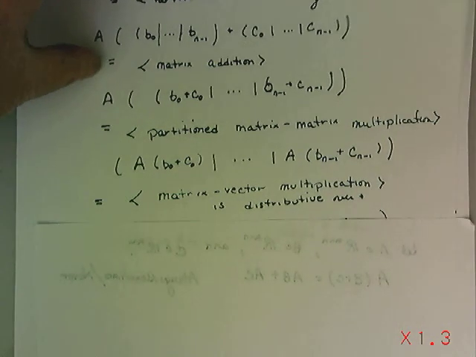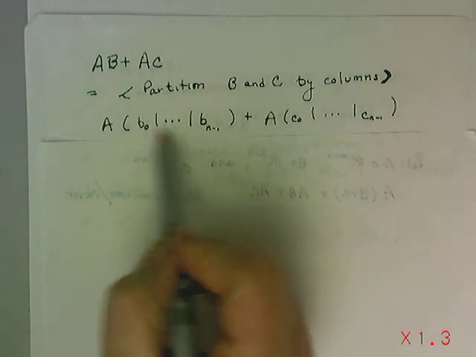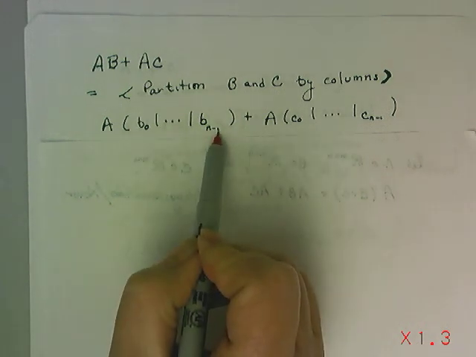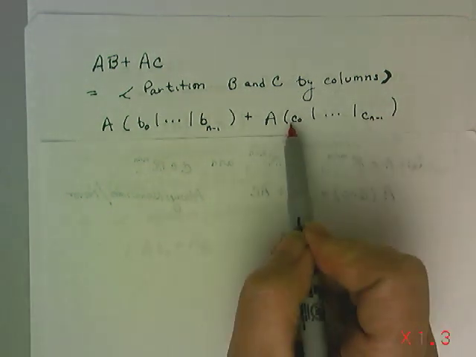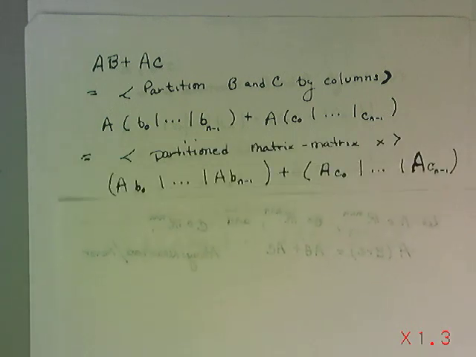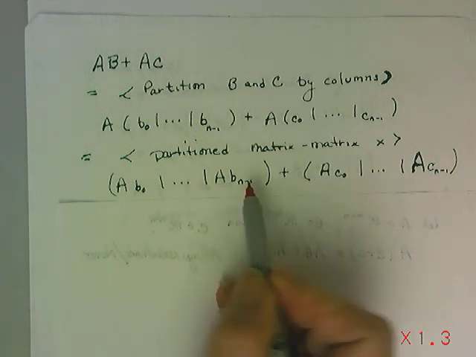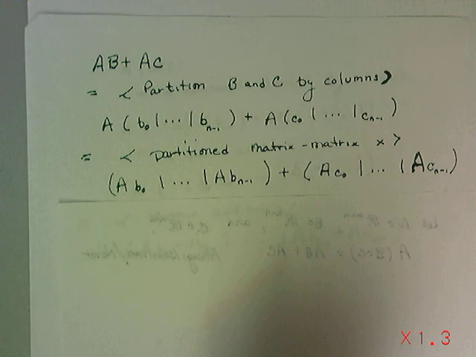Now, let's go back and look at what the other value would be if I try to simplify AB plus AC on scratch paper. Again, I'm going to partition by columns, and so I'm going to write B as the matrix with column vectors b sub 0 out to b sub n minus 1, and C, same as I did before, the matrix with columns c sub 0 out to c sub n minus 1. But I know by partitioned matrix multiply that this product is just A times each one of the columns of B, and this product is going to be A times each one of the columns of C.